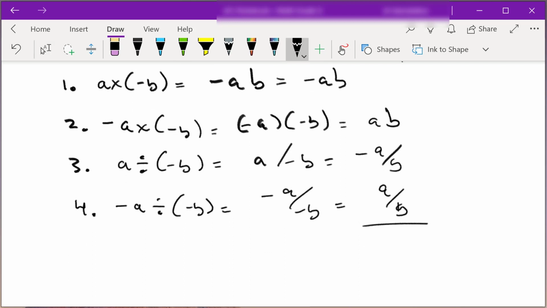Again, for number 3, when you have a divided by negative b, you have one minus sign in the division, which produces a negative. In number 4, you have two negative signs in division, which produces a positive.